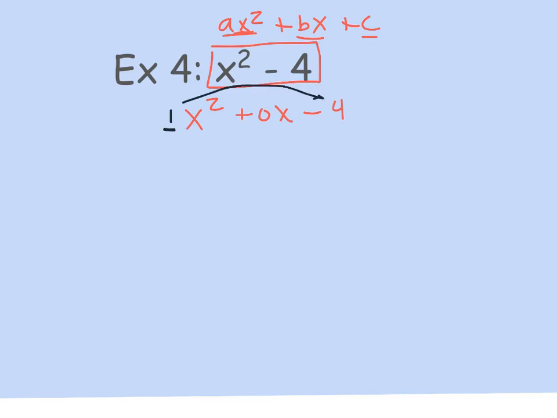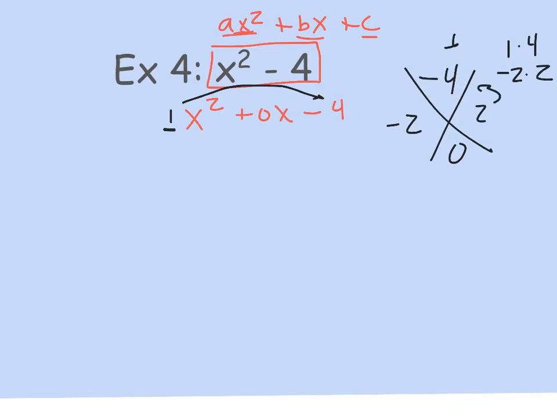I'm going to multiply it by the negative 4. So I get negative 4, and I want my terms to add up to 0. I can use 1 and 4 or 2 and 2. Now remember, one of them is positive, one's negative, because I want to get negative 4. I would say negative 2 and positive 2 would work. So negative 2, positive 2, they multiply to get negative 4, and they add up to get 0.